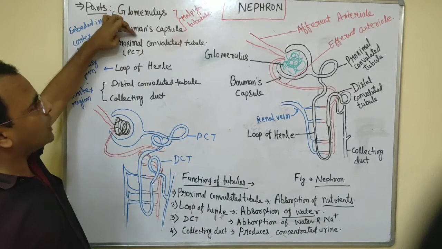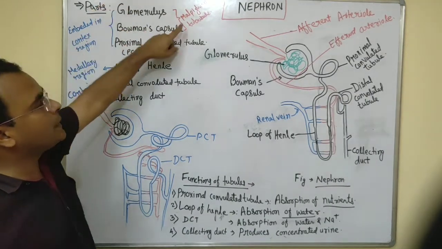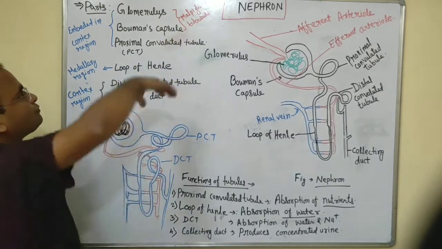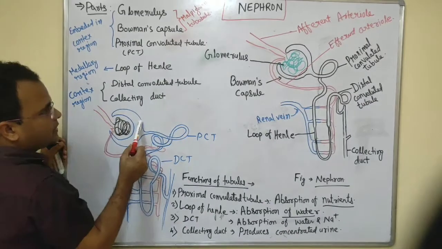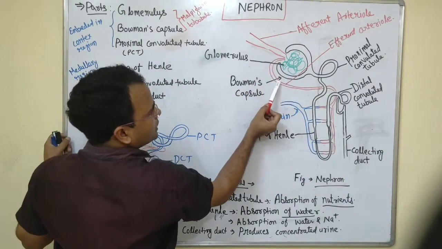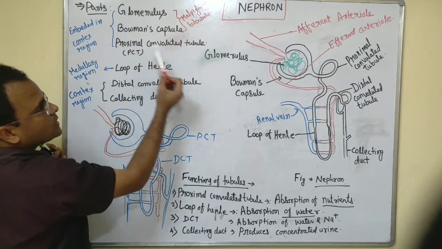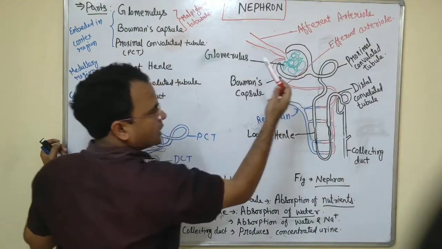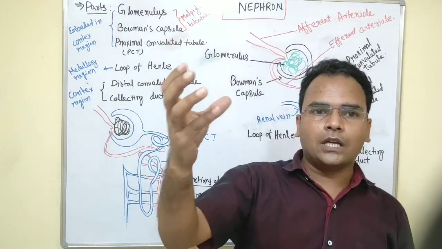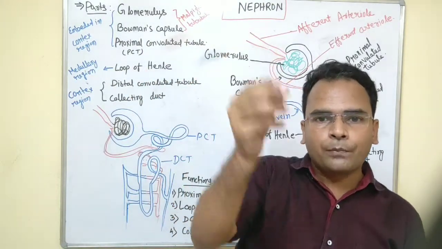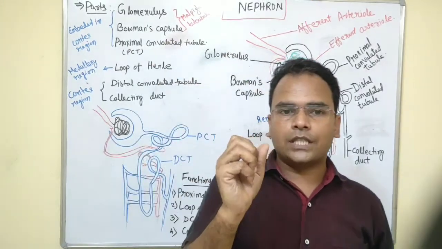The glomerulus and this Bowman capsule are combinedly known as Malpighian tubule. So how does it happen? First, the cup-shaped structure was there, that is the Bowman capsule. Then the glomerulus, then the proximal convoluted tubule. This Bowman capsule extended outward and formed a tubular structure that is called the proximal convoluted tubule.